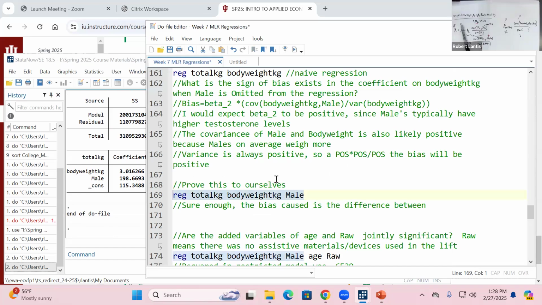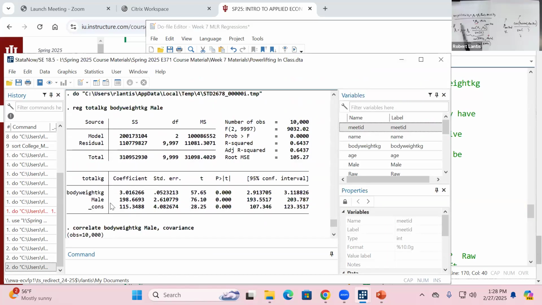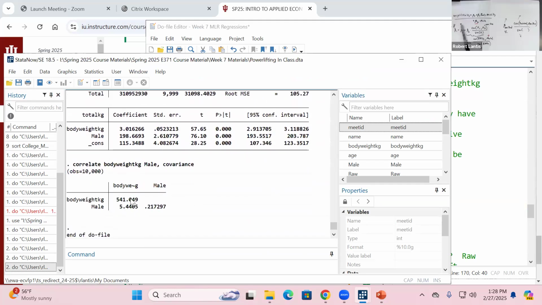So let's say I ran this regression. I then also gave you the covariance matrix between the variable you included, your independent variable of body weight, and that omitted variable, right? So let's say I gave you this output. Here, I don't have the omitted variable, but I'm giving you the covariance matrix and what the effect of that variable was if it had been included. So here, if I asked you, what would the coefficient estimate be if you ran this regression without male? How would you do that?